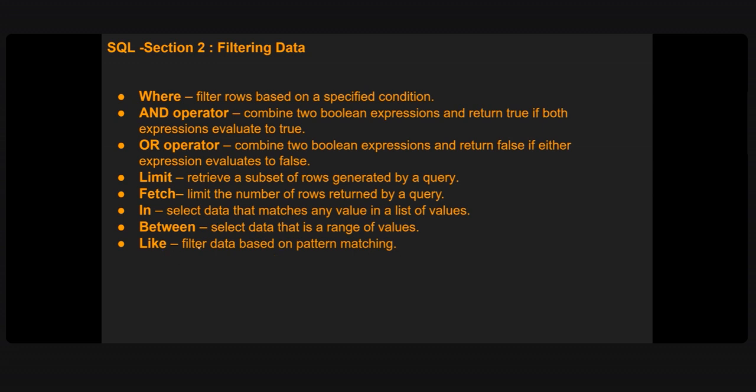LIKE is another filter that you can use in filtering data. What does it do? It filters data based on pattern matching. For example, say we have these locations, four or five locations in India. I have a company in Baroda, Gujarat, and I have another company in Bangalore. If you see Bangalore and Baroda, the spellings are different. But how do you tell?